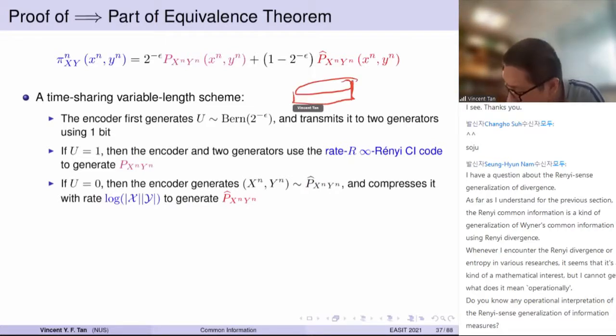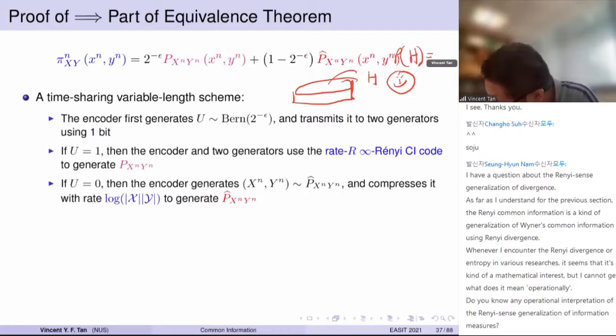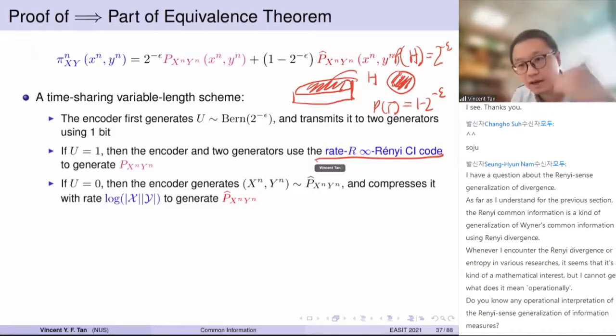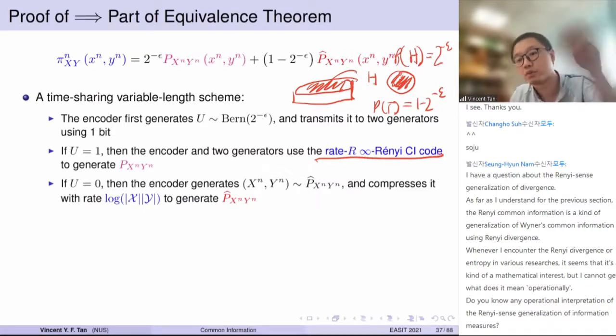All right, this is a coin. The coin has a head. The probability of head is equal to 2 to the minus epsilon. The probability of tail is 1 minus 2 to the minus epsilon. You take this coin, you flip it. If it turns out heads, then you use the Renyi common information code, the infinity order Renyi common information code that was given to you.